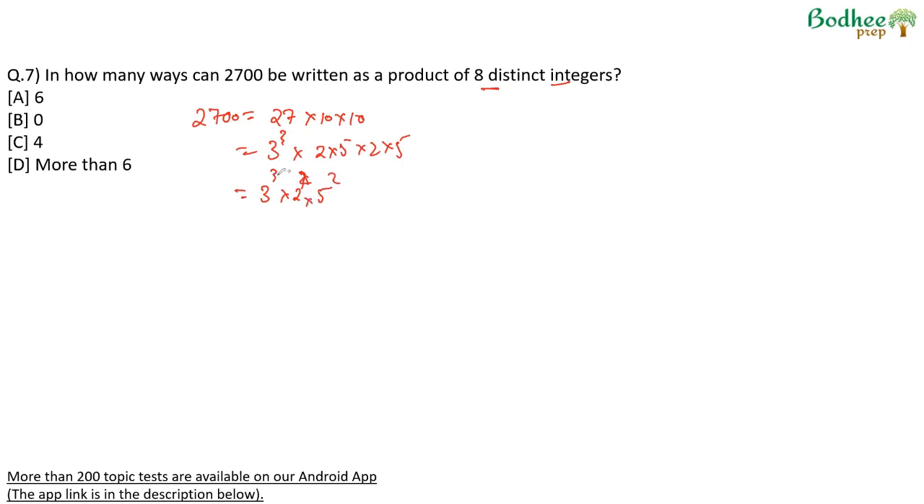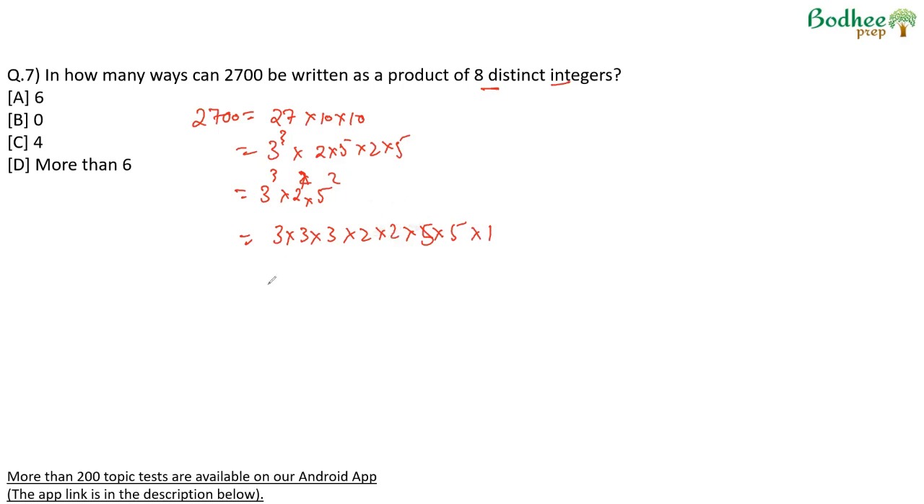Now clearly there are 3 threes, 2 twos and 2 fives. Total number of primes are only 7. We want to express 2700 as a product of 8 distinct integers. So if we separate all of them, we can write 3, 3, 3, 2, 2, 5, 5. This is only 7. We're not reaching 8. So what do we do? We introduce ones because that will not change the answer. So now we have 8 integers, but they are not distinct.